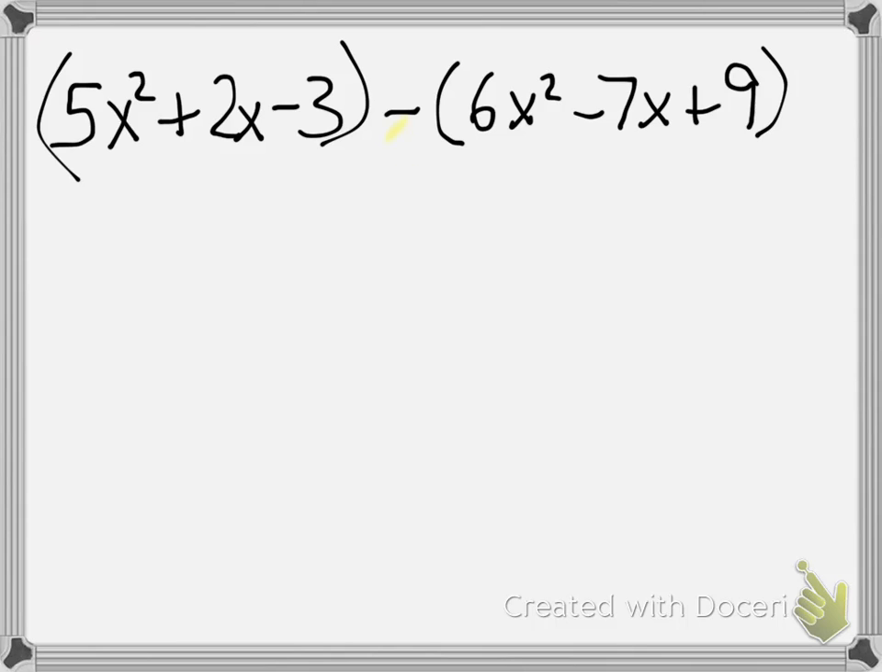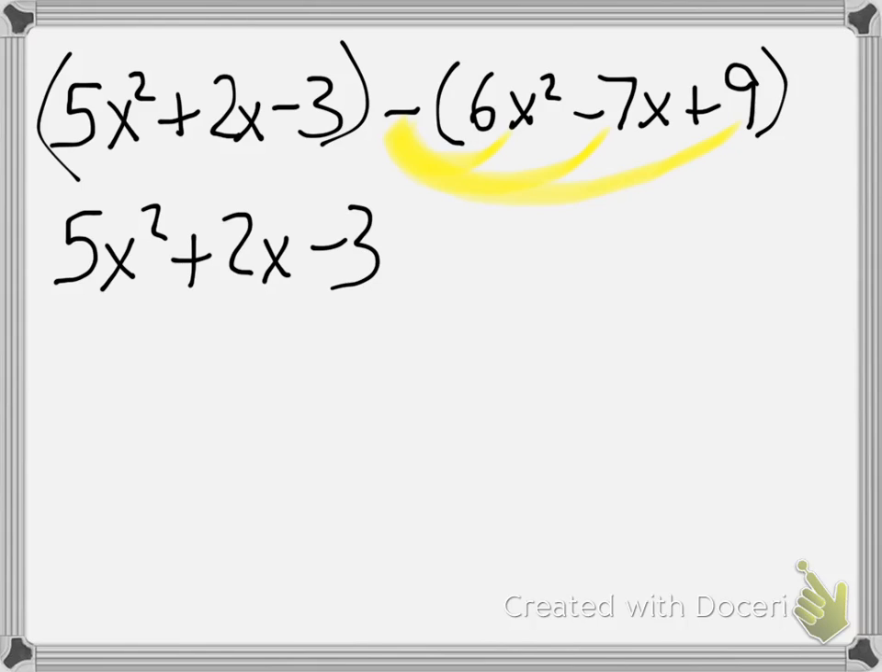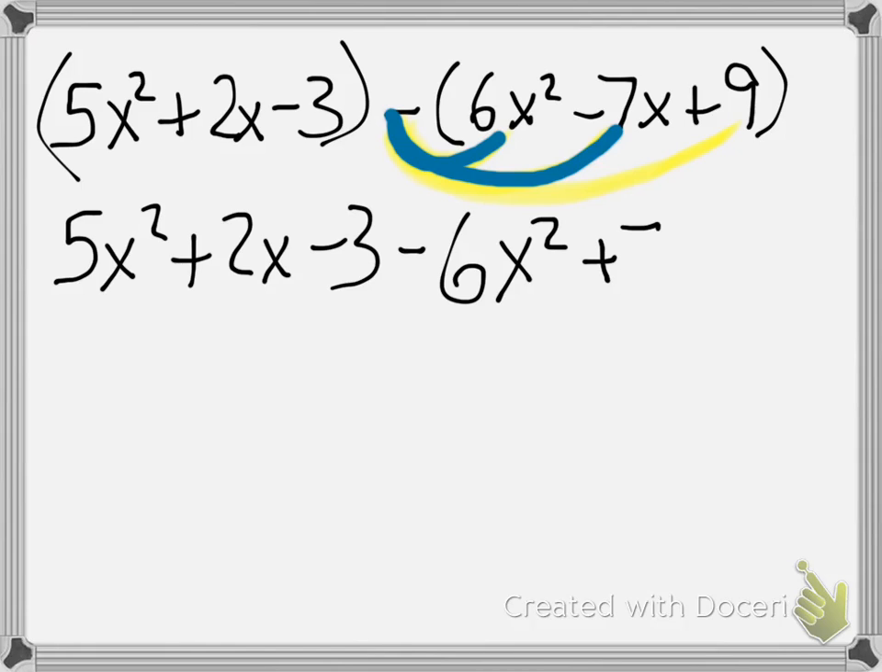So remember, you're going to distribute this negative, this minus sign, all the way through. So I'm going to try to write it without the parentheses. 5x squared plus 2x minus 3. Okay, now here's where it becomes tricky. So right here, minus 6x squared, minus negative 7x, minus a negative. Subtracting a negative is the same as plain old adding 7x.